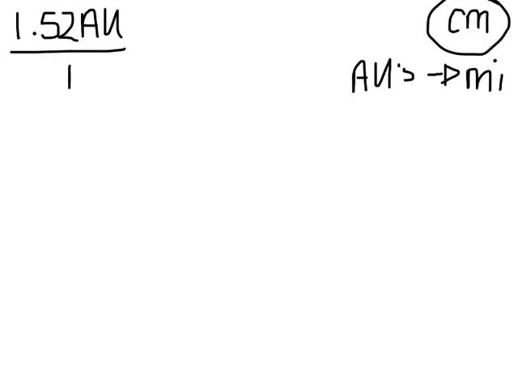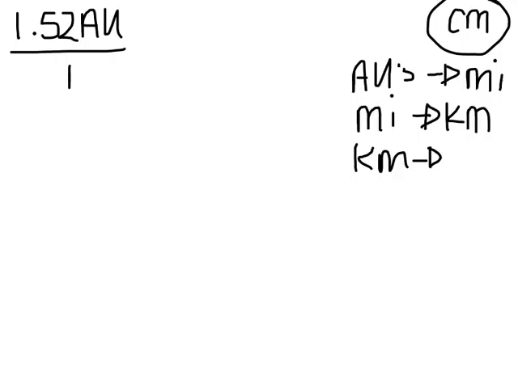So from those things, you should know that it's 1.52 AUs from the sun to Mars. Now I'd ask for centimeters. There's nothing in our conversion factors that goes straight to centimeters, but there is kilometers, and kilometers can be changed to miles, and miles can be changed to AUs. So in our conversions, we're going to go from AUs to miles, then from miles to kilometers, and then kilometers to centimeters.